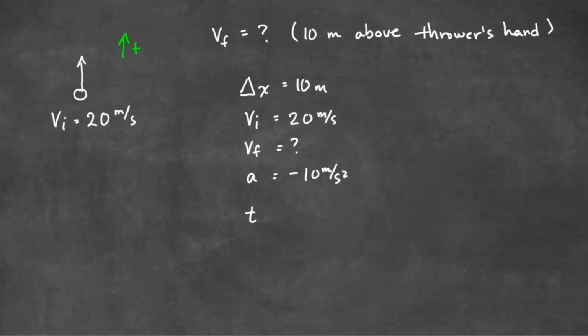We're going to find an equation that does not have t, and once again, that's going to be vf squared equals vi squared plus 2a delta y.